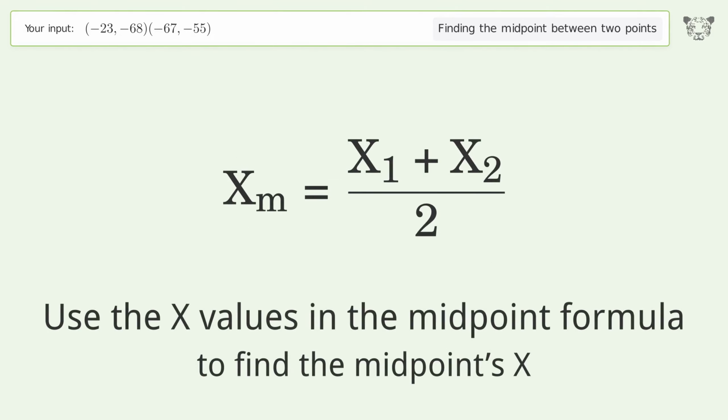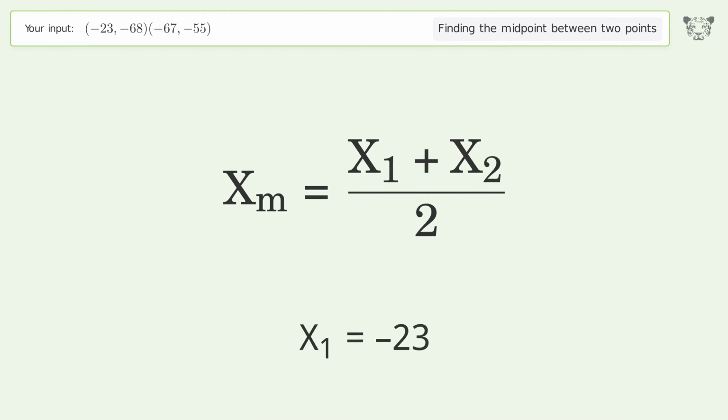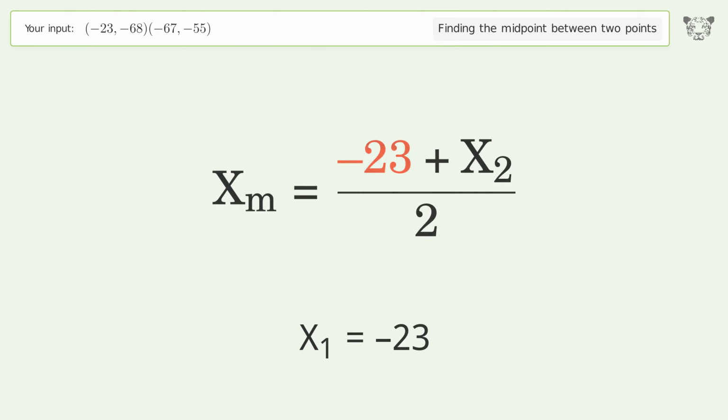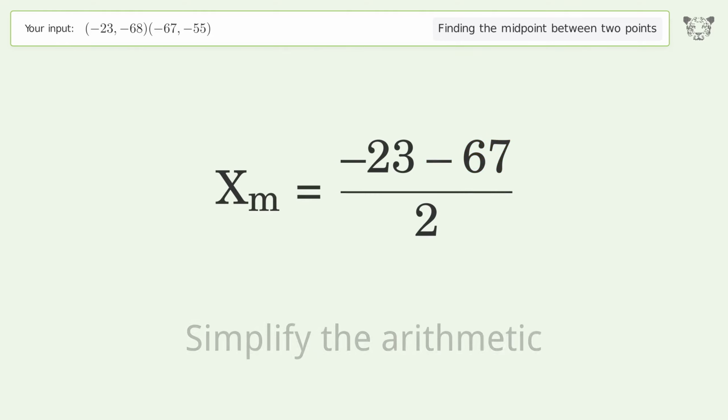Use the x values in the midpoint formula to find the midpoints x. x1 equals -23. x2 equals -67. Simplify the arithmetic.